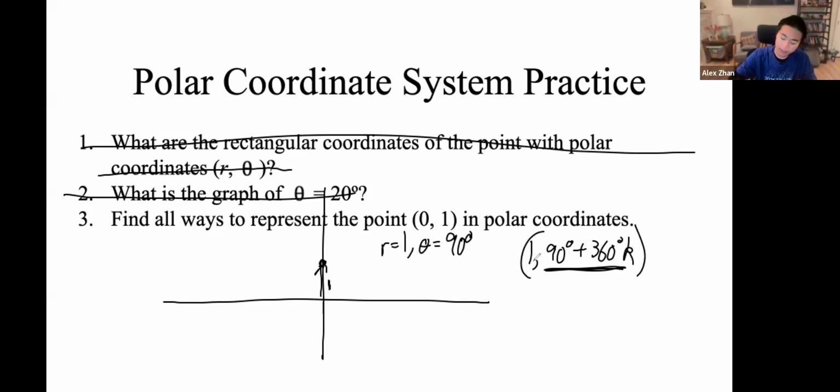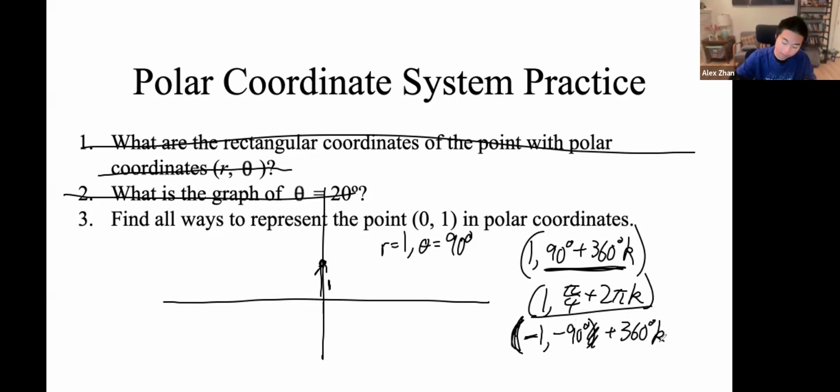Actually, sometimes it would be better to represent it in radian format because this is more common, so I'll just represent it in radian format. Then there's a second way. The second way is to represent it as (-1, -90 degrees), and then of course you can do plus 360 degrees times k.